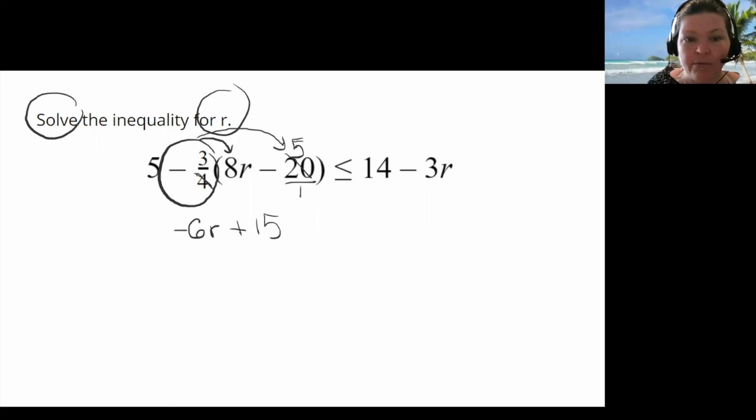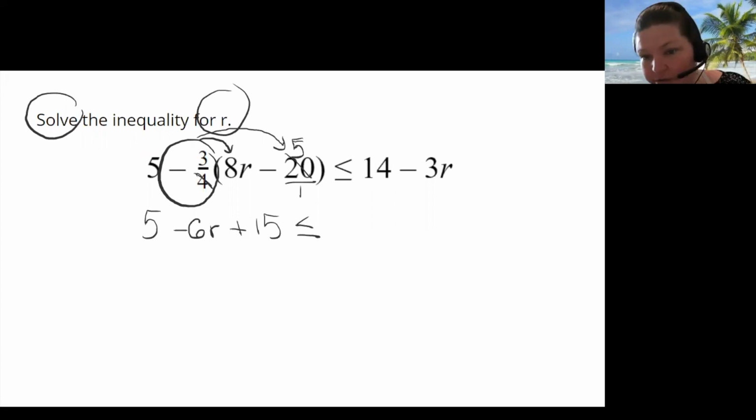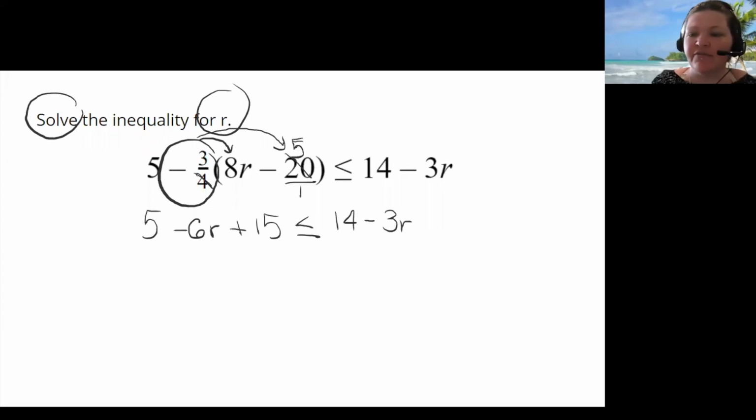Okay, so we passed that sucker out. Now we should drop down anything we haven't used. We haven't used the 5. How about the right-hand side? Is there any simplifying we can do over there? No, so I just drop it down. Cool. So I did some simplifying on the left. Any thoughts? What shall I do now? We add 5 plus 15.